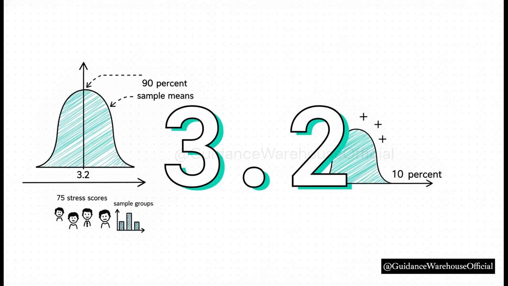This brilliantly illustrates what percentiles actually mean in this context. It means 90% of all possible sample means of 75 stress scores will be at most 3.2. Only 10% of sample groups are going to average higher than that.